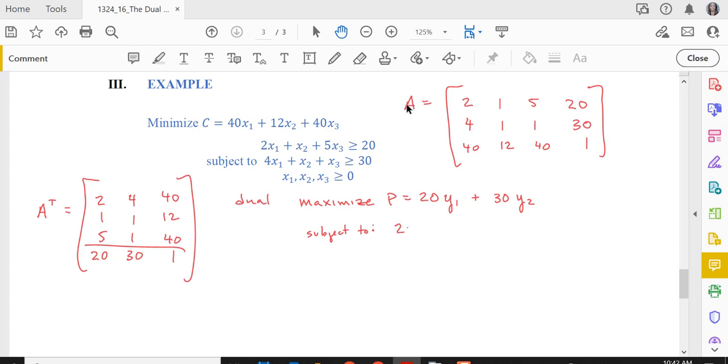You're going to have 2y1 plus 4y2 less than or equal to 40. You're going to have 1y1 plus 1y2 less than or equal to 12. And 5y1 plus 1y2 less than or equal to 40. y1 and y2 both have to be non-negative. That is the dual problem.